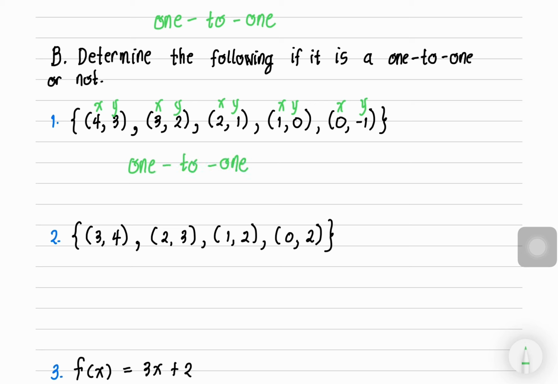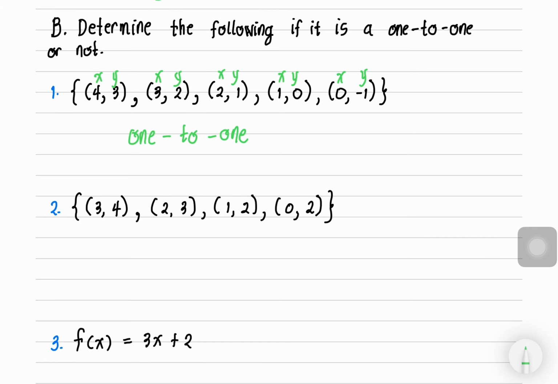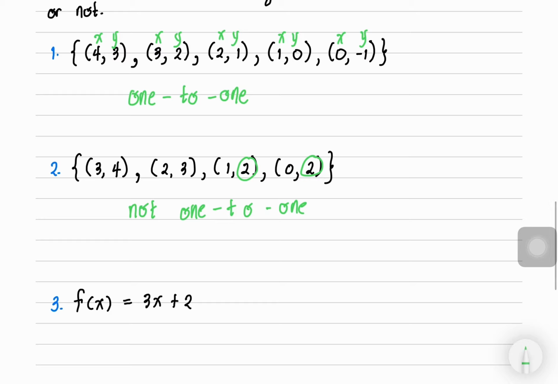So ganun lang kasimple. How about number 2? (3, 4), (2, 3), (1, 2), (0, 2). Okay, very good. Not one-to-one. Bakit ito not one-to-one? Kasi, meron tayong naulit sa y values. Right? Okay. Ayun o. So, we have 2, right? So, this is not one-to-one. Gets? Okay. How about number 3?